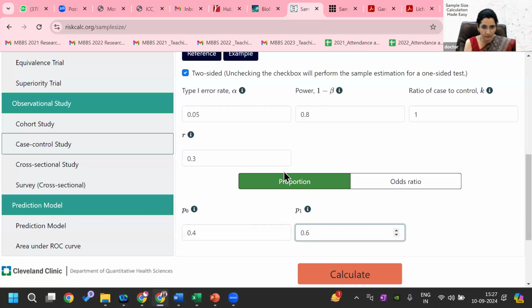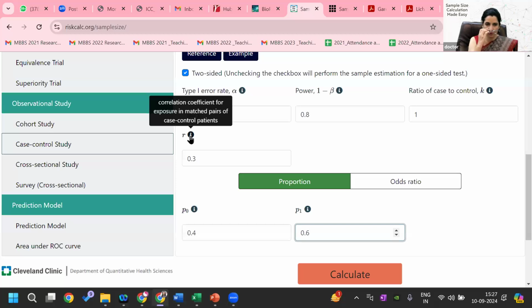If you hover over it here, it says correlation coefficient for exposure in matched pair of case control study. You can also calculate it if you have a pilot study. You can calculate this correlation coefficient from your data and then use it for the sample size calculation for the rest of your study. So you need this 0.3.